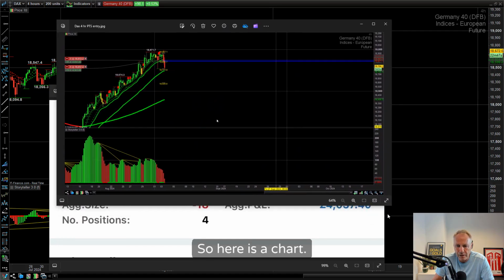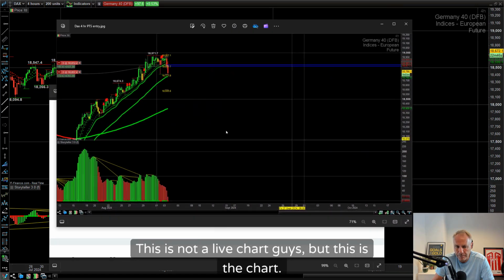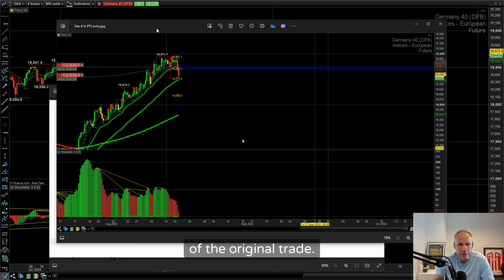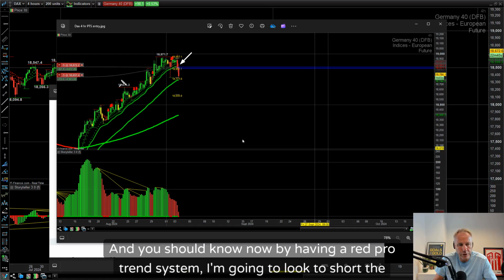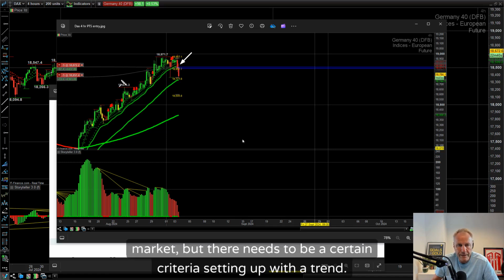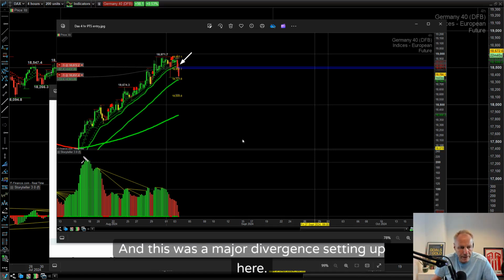So here is a chart. This is not a live chart, guys, but this is the chart of the original trade, and you can see here that we got a red pro trading system, and you should know now that having a red pro trading system, I'm going to look to short the market, but there needs to be a certain criteria setting up with a trend, and this was a major divergence setting up here.